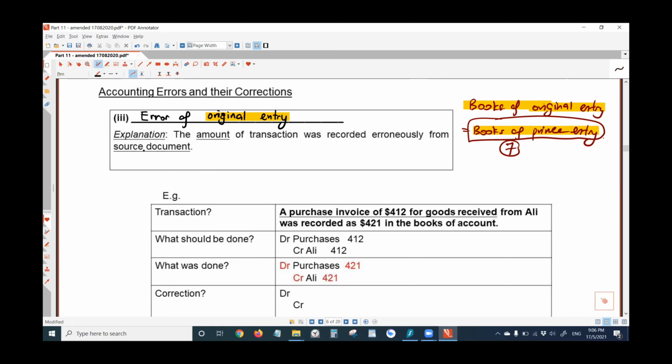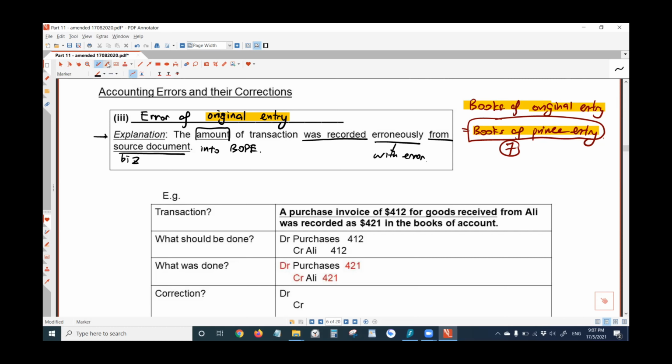I give you an example. Before that, we read the explanation. The explanation says the amount of transaction was recorded with error from the source document, which means business document, into the books of prime entry. Amount of transaction recorded with error into the books of prime entry.